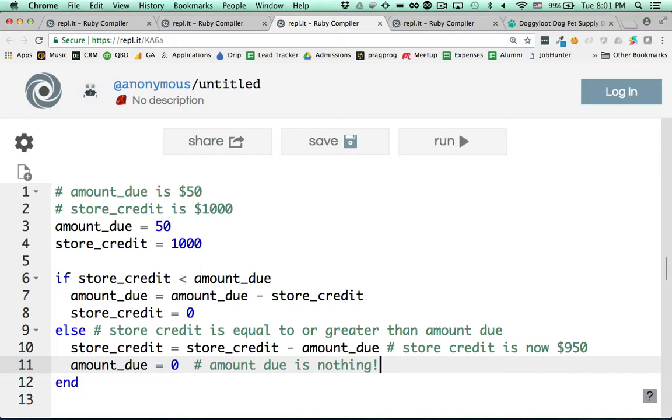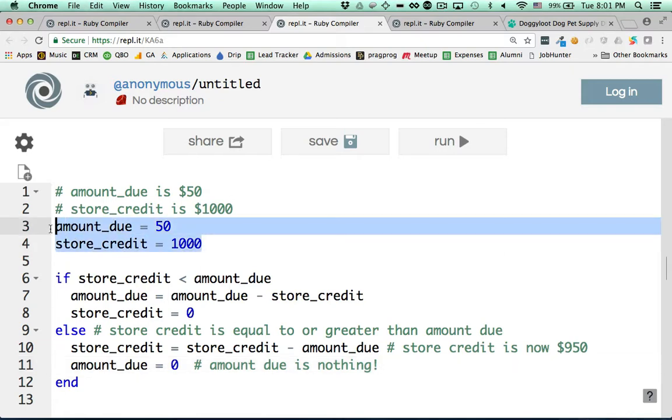Now, in the real life Ruby on Rails site, we wouldn't have these variables created there. Basically, what we do is pull from the database and see how much, let's look up this user in the database. Let's see how much he or she is buying now, spending now. Let's see how much he or she has in Doggy Loot dollars. We pull those and then create the variables out of the database and then proceed with the remaining code.